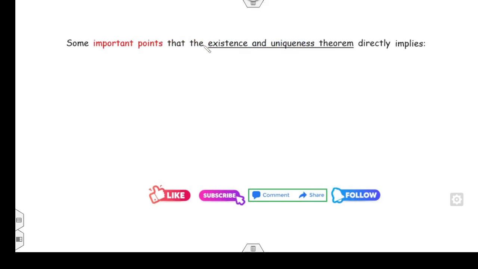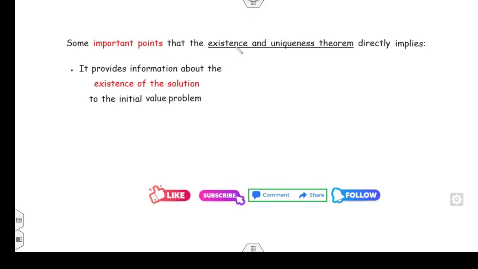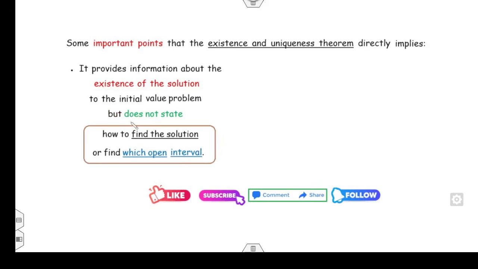Now, some important points which are very useful for the existence and uniqueness theorem. As I mentioned, the existence and uniqueness theorem only gives us an idea of the existence of solutions, but it does not give any idea about where the solution exists or how you can find the solution. That means |x minus x naught| is less than or equal to h, and that h we can never know from the existence of this solution. So it does not state how we can find the open interval h.